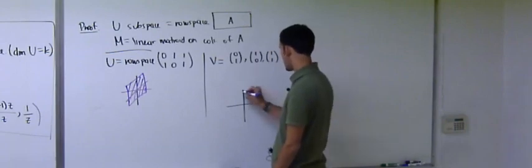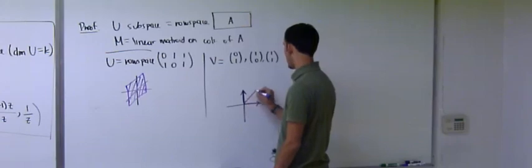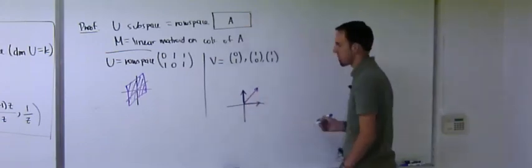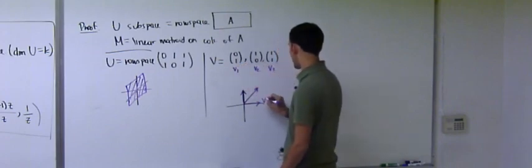Consisting of 0, 1, which is this one, 1, 0, which is this one, and 1, 1, which is this one. Maybe I'll call these V1, V2, and V3. So this is V1, well, 1, 2, 3. Okay.